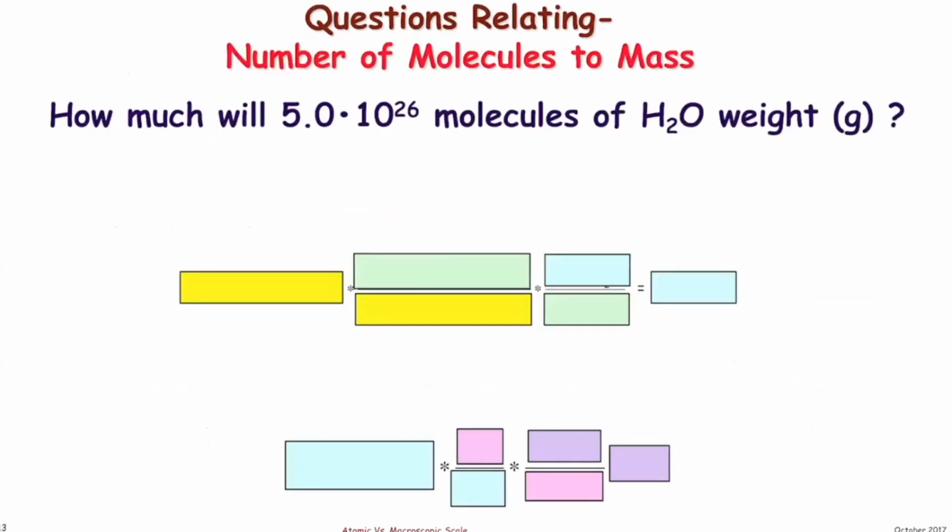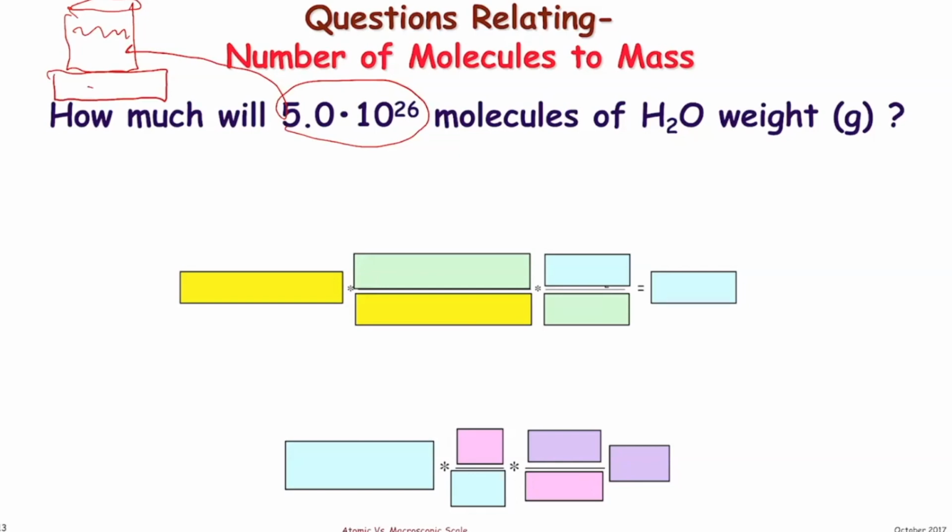So let's take a look at this. And this is what I mean by dimensional analysis. You want to use dimensional analysis. How much will 5 times 10 to the 26 molecules of water weigh? Okay, so you've got water, and you've got that many water molecules in here. And the question is, when you put it on a scale, what does the scale read? We need to do dimensional analysis for that.